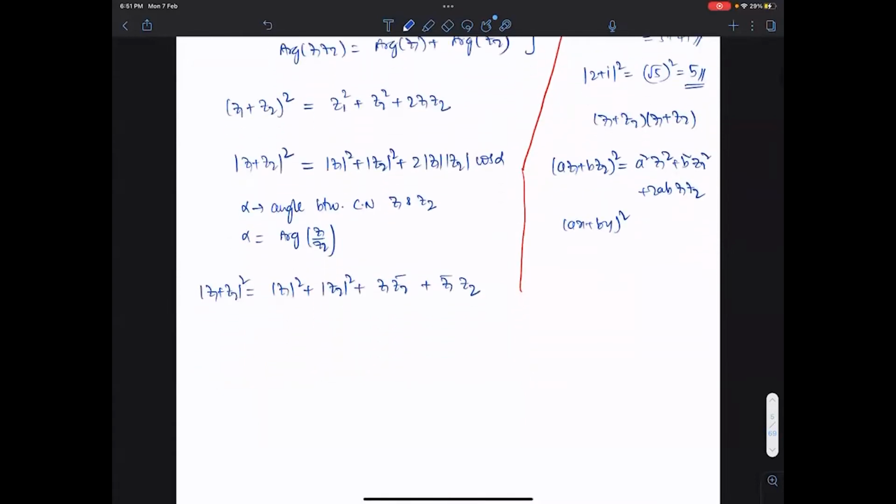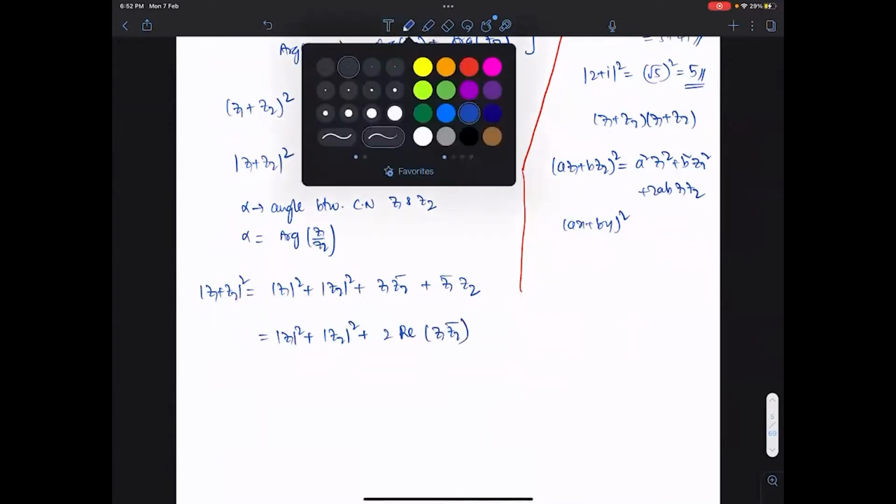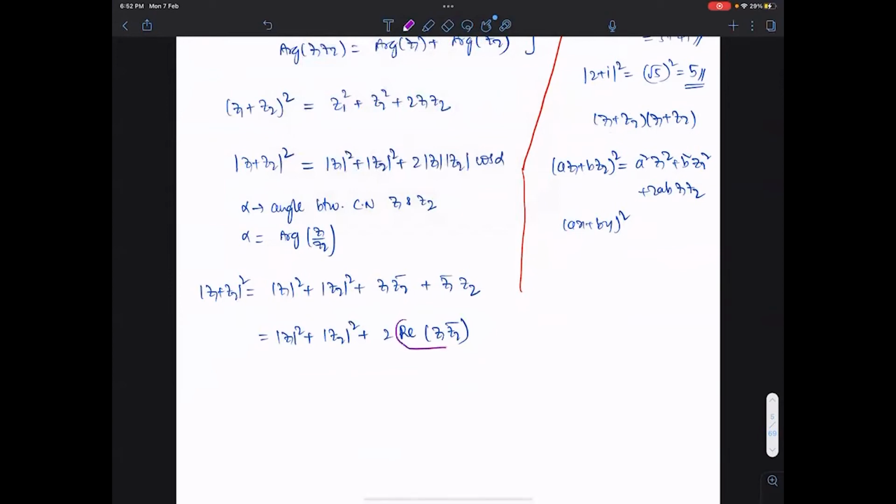Or there is another way you can write: mod z1 square plus mod z2 square plus 2 times the real part of z1 z2 bar. How did I write this? Because with this formula, many things you can recall. How am I writing 2 times the real part of this? It is because there are 2 terms, z1 z2 bar plus z1 bar z2.